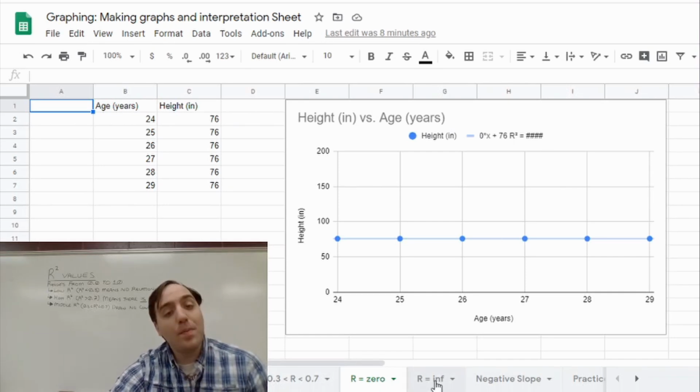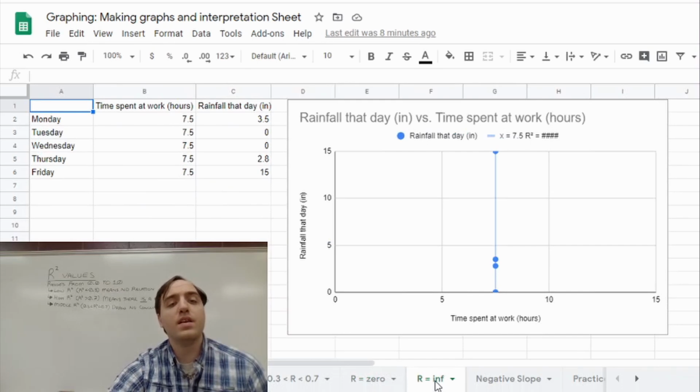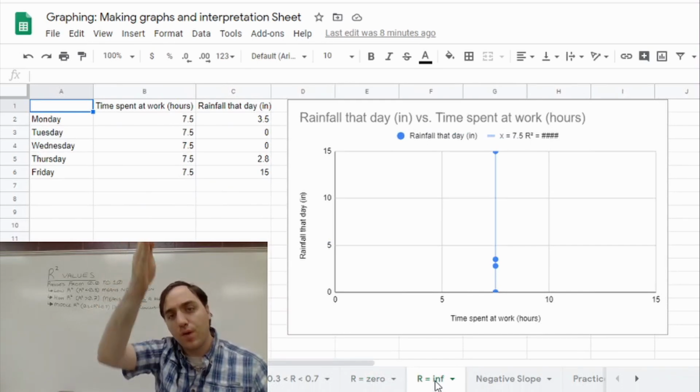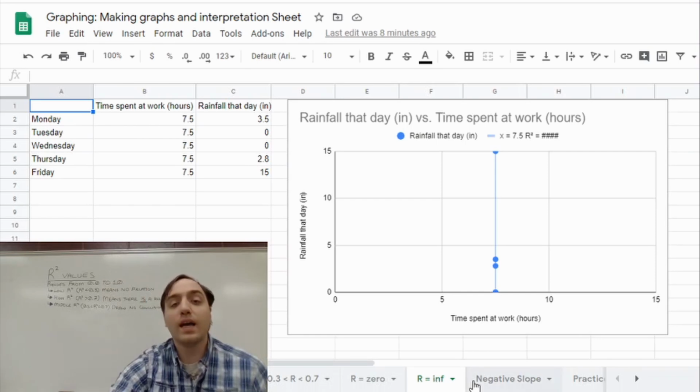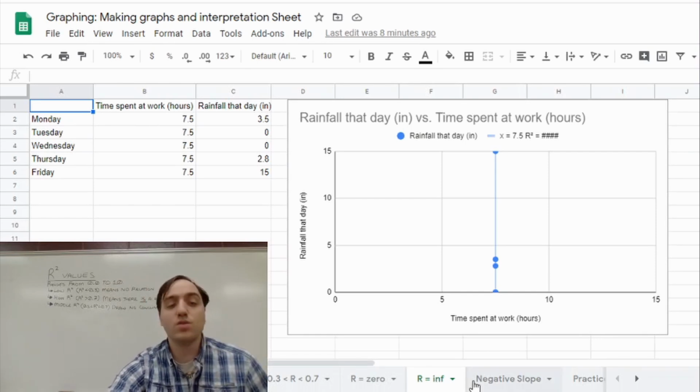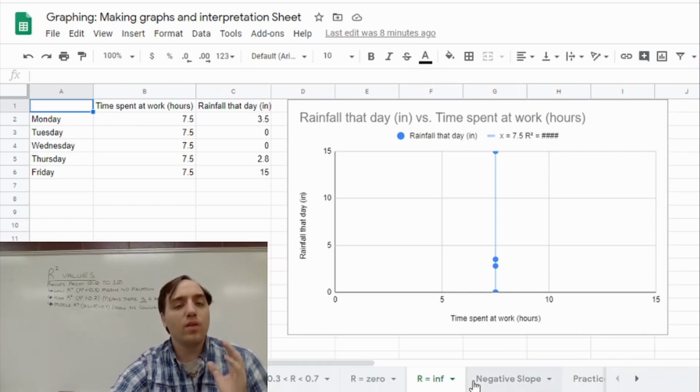The exact opposite scenario is if your r squared is infinite, which is a perfectly vertical line, like we have here. Again, the computer can't calculate that. It doesn't do infinity well. But you can look at it and go, oh, okay, this is weird.